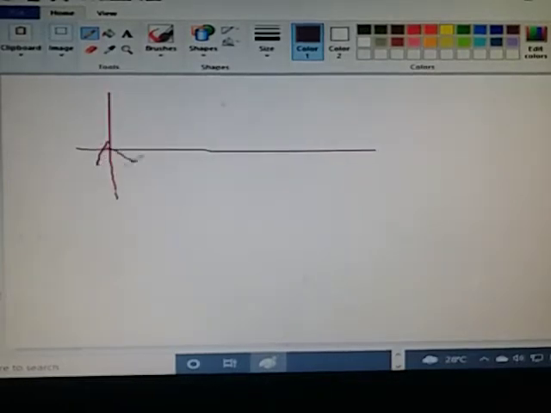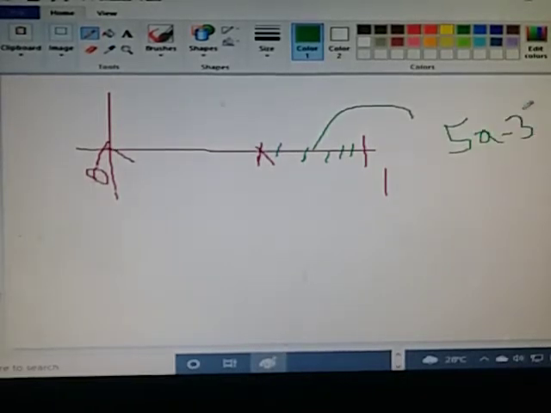On the number line, this is 0, this is 1, and 3 by 5 is greater than half, somewhere here. If you take 5 parts, it is the third mark. For the part where x is greater than 3 by 5, 5x minus 3 is greater than 0.